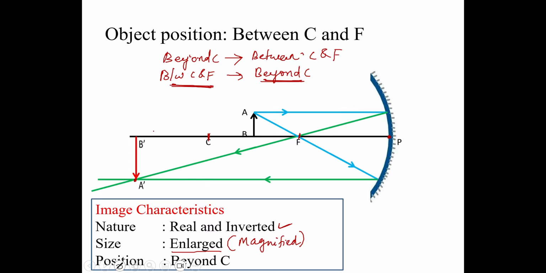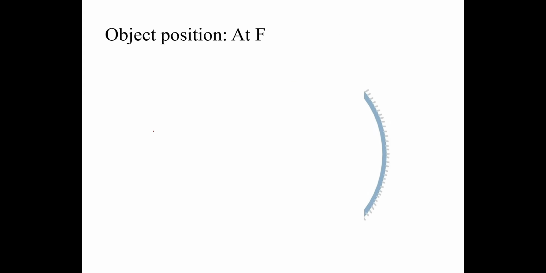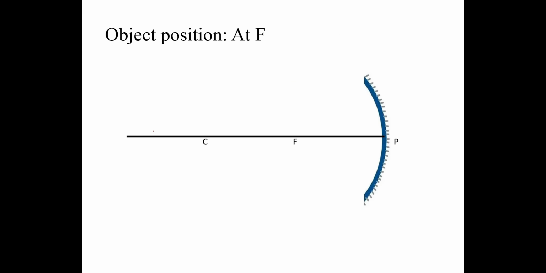That's great. Now again we are moving the object closer to the mirror. Now next position is at F. Now our object is at F. Again draw the mirror, label the points P, F and C, and I'm placing my object at F.